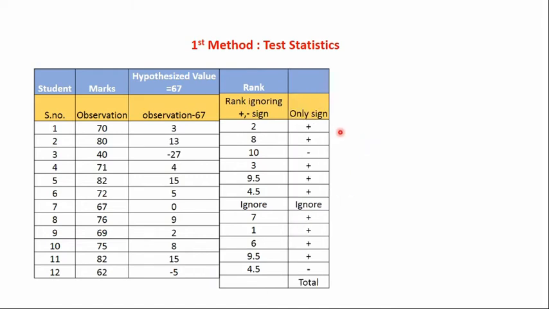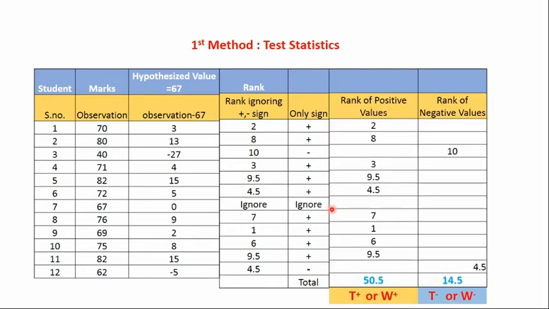Now we will note down only the sign. Sign of this value plus, sign of this value 13 plus, minus 27 minus, 4 plus, and we will ignore the value 0. In this way we have noted down the signs. Now, according to sign, we will note down the ranks of positive values. There are some positive signs, there are some negative signs. We will note down the rank of positive value.